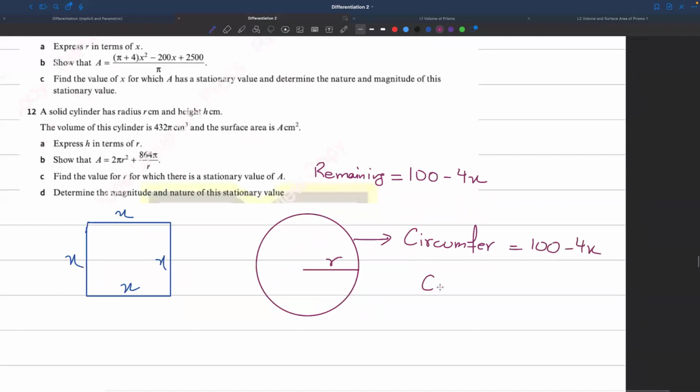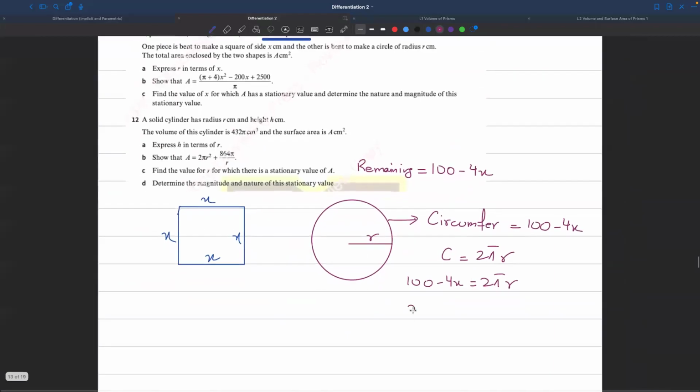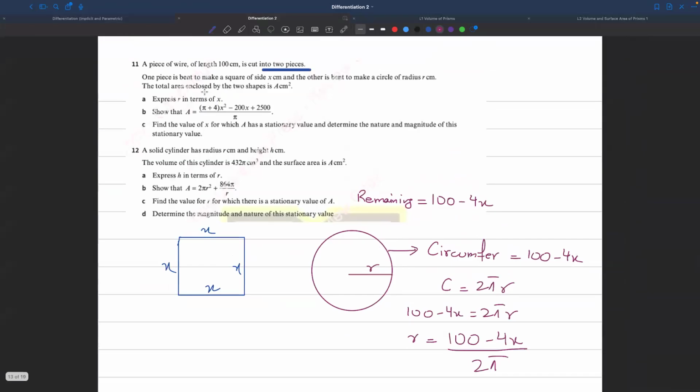Yes, circumference is equal to 2 pi r, and circumference is 100 minus 4x, which means the radius will be, in fraction form, 100 minus 4x upon 2 pi. Once I have this radius, it says the total area enclosed by the two shapes is A. So A is equal to this.